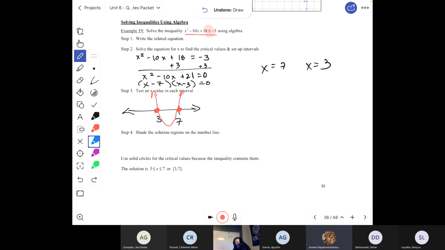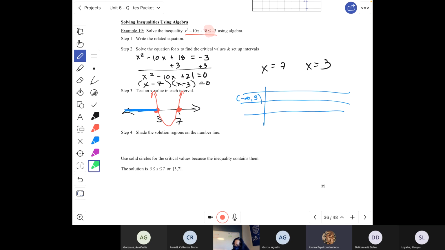Okay, so to help you identify that, I have 3 intervals. So I like to create a little table to help me. Okay, so I have this interval here. How would I represent that interval? -∞ to 3. I'm testing within the interval. I have another interval here, which is from 3 to 7. And I have another interval here, which is from 7 to infinity. Okay, so these are my intervals that I'm going to look at to help me determine what I'm shading.